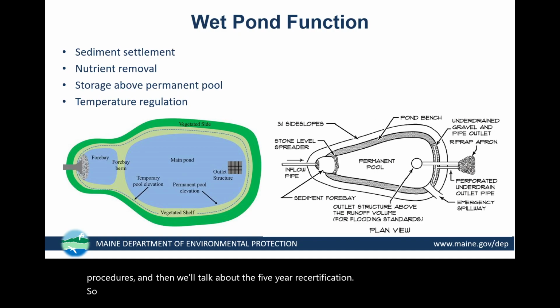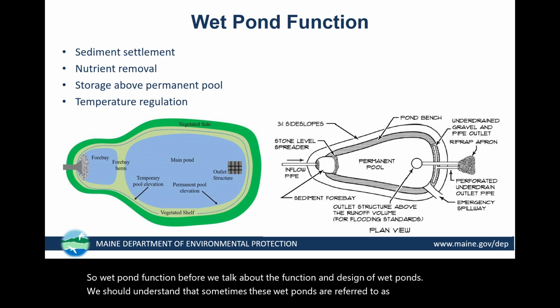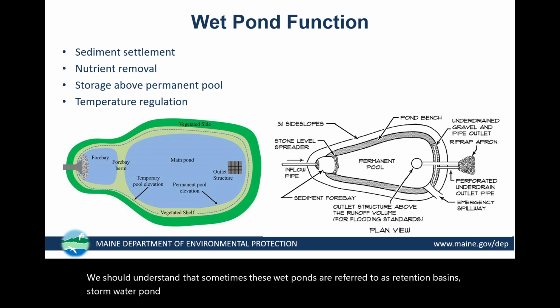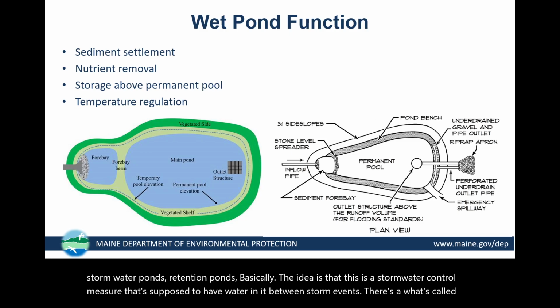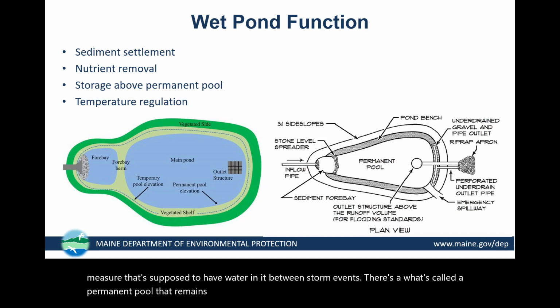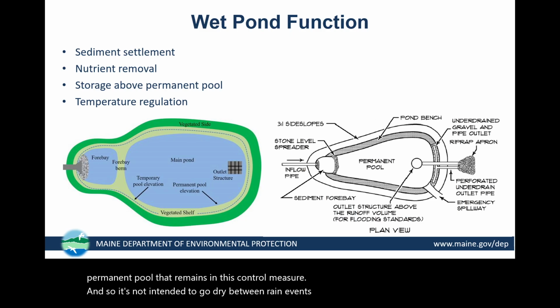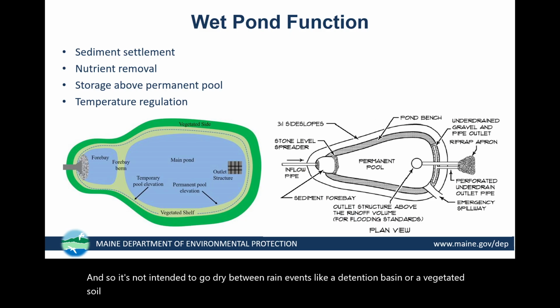So wet pond function. Before we talk about the function and design of wet ponds, we should understand that sometimes these wet ponds are referred to as retention basins, stormwater ponds, retention ponds. Basically, the idea is that this is a stormwater control measure that's supposed to have water in it between storm events. There's what's called a permanent pool that remains in this control measure. And so it's not intended to go dry between rain events like a detention basin or a vegetated soil filter. So there's always going to be some amount of water in these ponds.